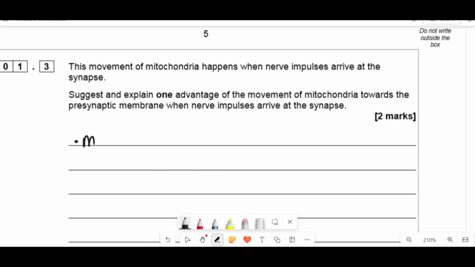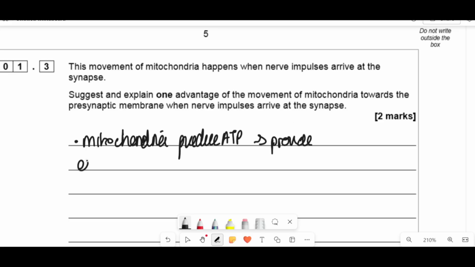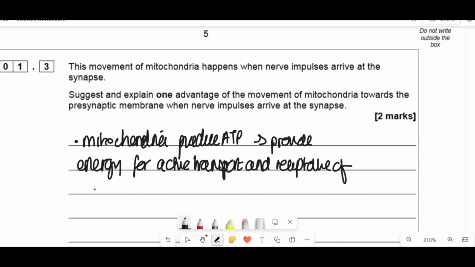So the mitochondria produce ATP, and this could provide energy for active transport and reuptake of neurotransmitters. Or you could say you're remaking them as well. That also works. There you go.